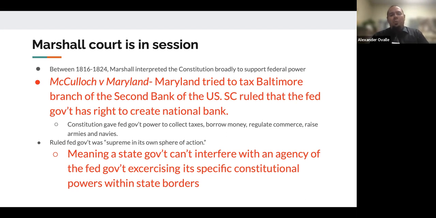The Supreme Court ruled that the federal government has a right to create a national bank. The Constitution gave the federal government power to collect taxes, borrow money, regulate commerce, and raise armies and navies. It ruled that the federal government was, quote, supreme in its own sphere of action. What does that mean? A state government can't interfere with an agency of the federal government exercising its specific constitutional powers within state borders. Maryland is trying to tax the federal government for having the bank in Maryland. No.